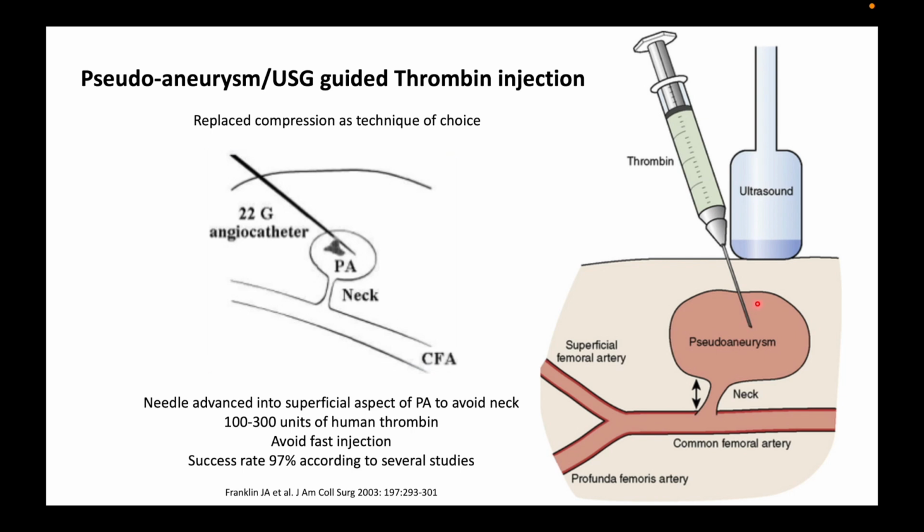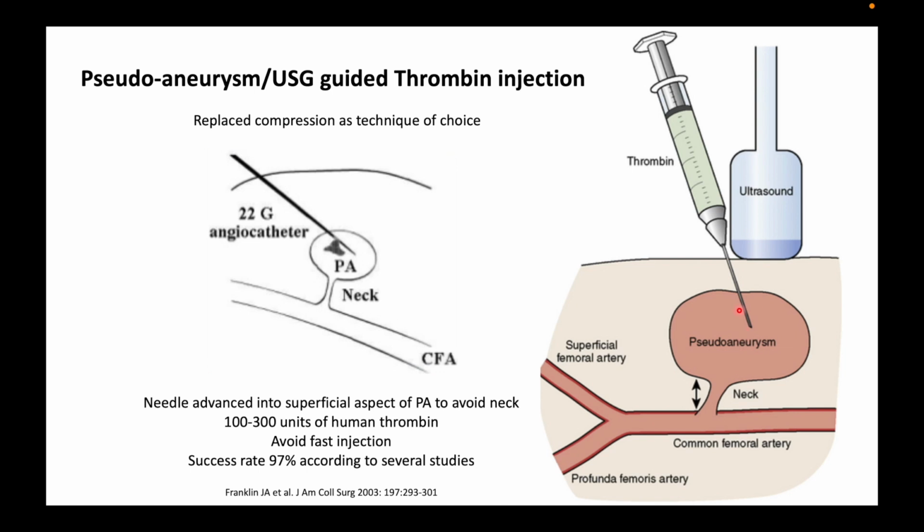So what you do is, this is a percutaneous procedure, you do the ultrasound guidance, you take thrombin in the syringe and you have to inject under ultrasound guidance into the body of the pseudoaneurysm, making sure you don't inject it into the neck. Otherwise, if this thrombin goes into the common femoral artery, it will occlude that. So with ultrasound guidance, you compress the neck. So now you know that the neck is compressed and there is stasis taking place here.